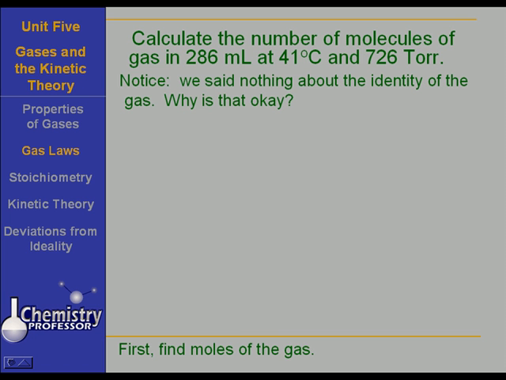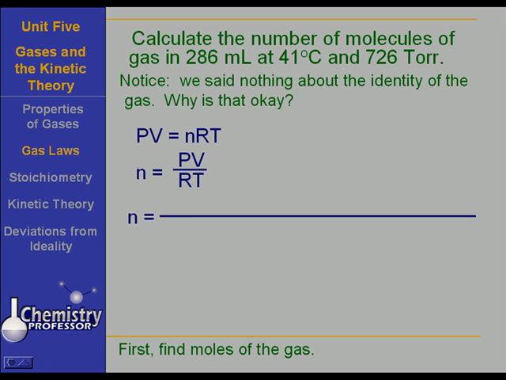So let's start out by finding the moles of the gas. Well, PV equals nRT. n then is equal to PV over RT. But remember what we're using for our gas constant. So n is 726 torr, but we've got to have the pressure in atmospheres. And it's 760 torr per atmosphere. All right, this will get us to our pressure in atmospheres.